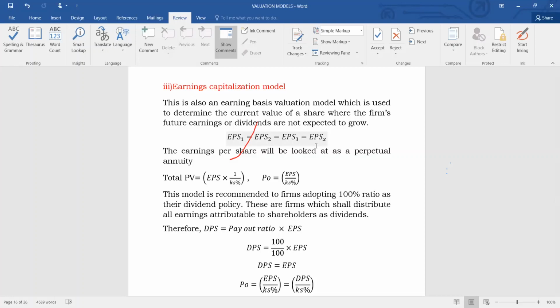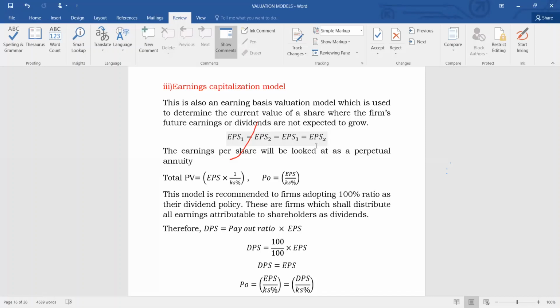100% payout ratio means what? All earnings are shared as dividends, isn't it? If a firm adopts 100% payout, it means all earnings which are attributable to the owners are shared as dividends. Zero retention. Does it apply in practice? No, it doesn't, I don't think so.